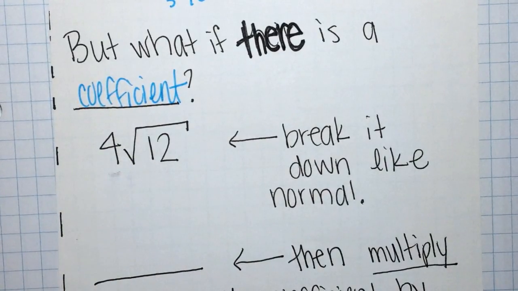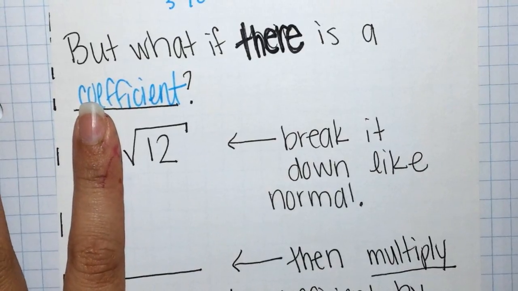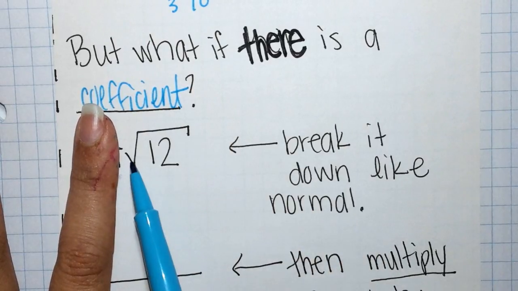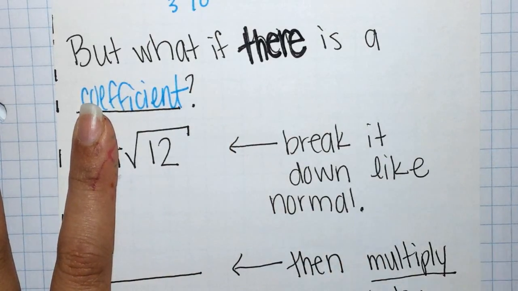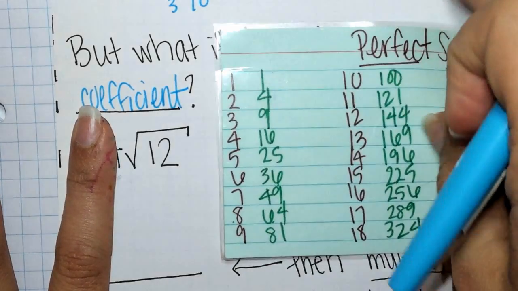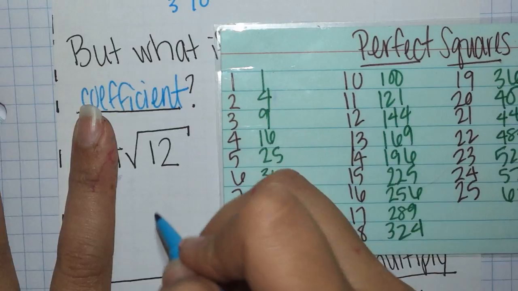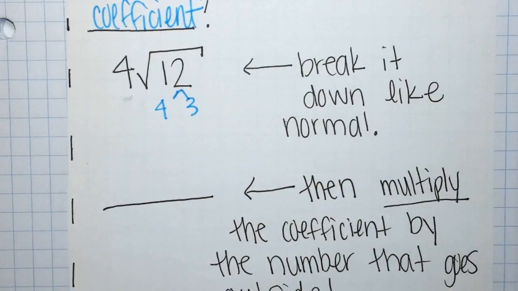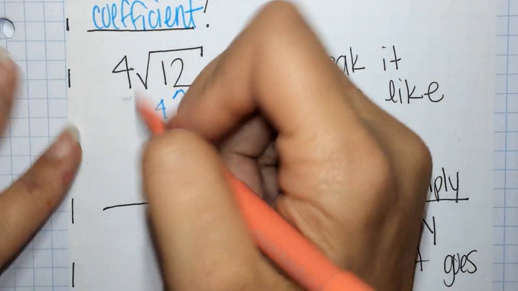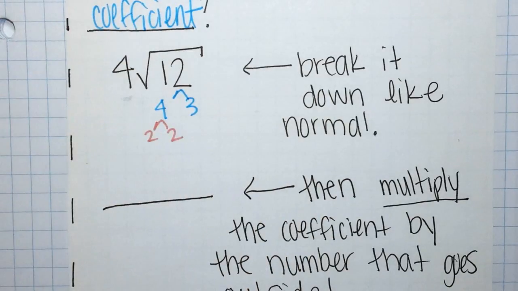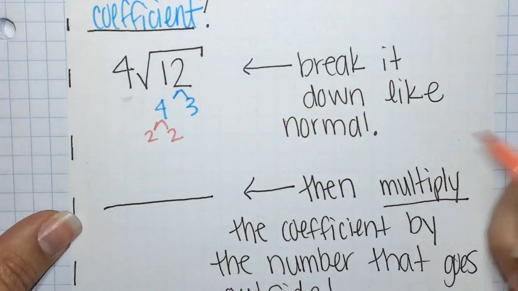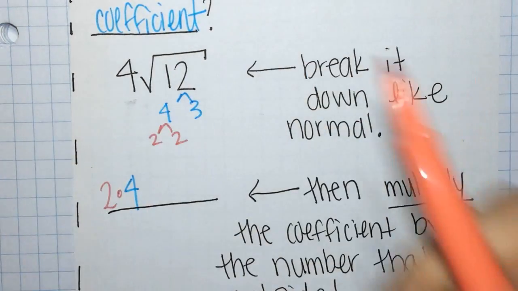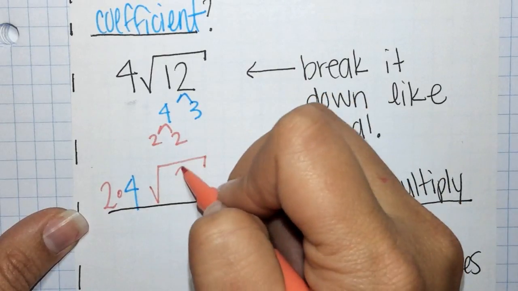Okay? So what you do is you cover this 4 up and you break it down like normal. So pretend it's not there and let's just break 12 down. Since it's an index of 2, we use perfect squares. What is the biggest perfect square that goes into 12? 4. Fantastic. Does everybody see where we got that from? Now, what does 4 get broken down into? So what would go outside? 2. And what stays inside? 3.